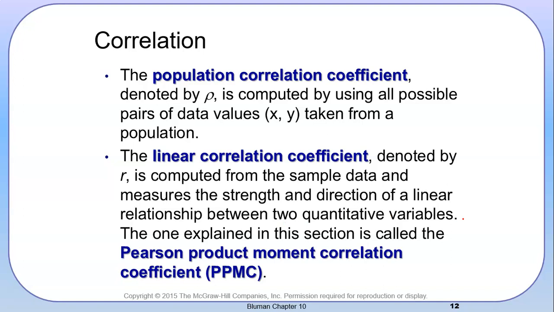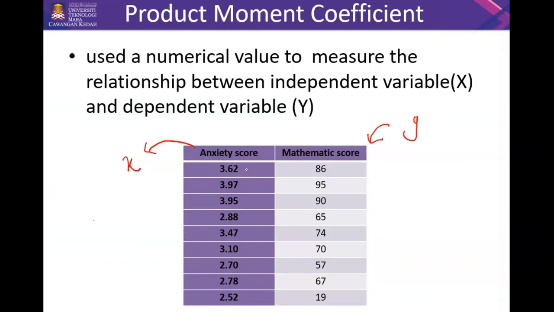Maksudnya correlation coefficient ni nak tengok apa? Nak tengok relationship. Relationship untuk yang macam mana? Yang melibatkan dua quantitative variable. Must be quantitative variables. And this one is called the Pearson product moment correlation coefficient. T-score and the mathematics score are both numerical values. So since both of these variables are numerical, yes, we can use the product moment coefficient.